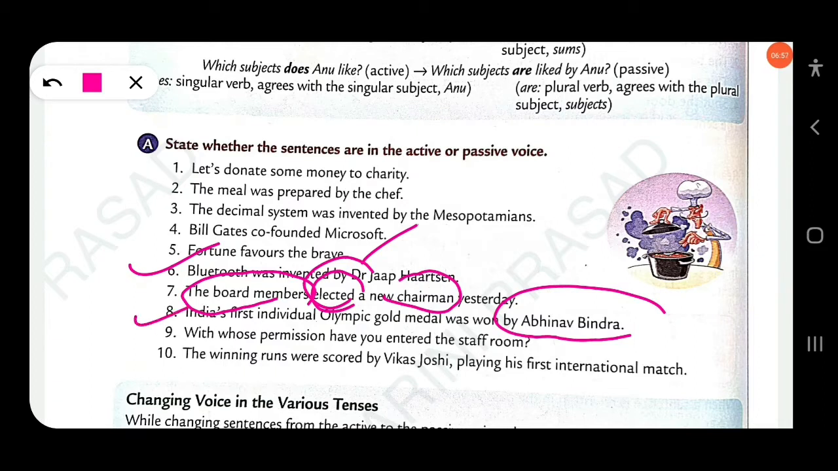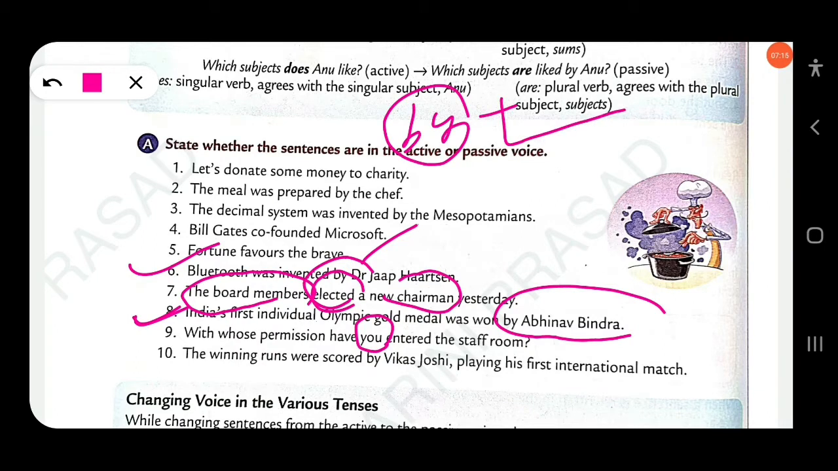The next one: with whose permission have you entered the staff room? Okay, so this is an interrogative sentence, and here the subject performs the action. So here the subject is you. Okay, that means this is active voice, not passive. So easily you can find it if there is by plus agent used.